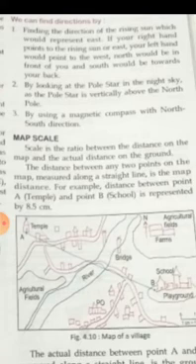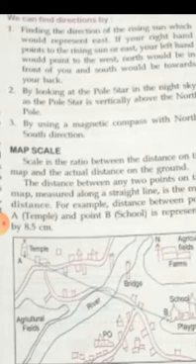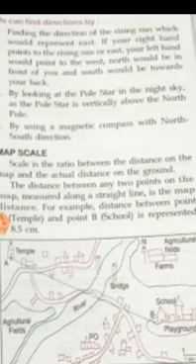How can we find directions? By the following three ways. Number one, finding the direction of the rising sun, which would represent east. You all know that the sun rises in the east. So if you find the direction where the sun rises, then you can get all the other directions. If your right hand points to the rising sun or east, your left hand would point to the west, north would be in front of you and south would be towards your back.